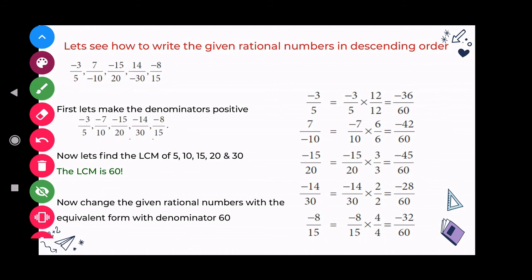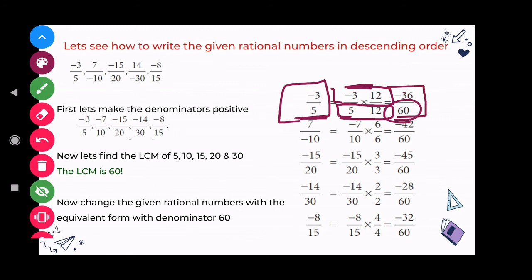Okay, so let's take the first number, minus 3 by 5. What number should we multiply 5 by such that we get the denominator 60 here? It's obviously 12. So we should multiply 5 by 12 to get 60. Hence we have to multiply the same number on the numerator also. So minus 3 into 12 becomes minus 36.